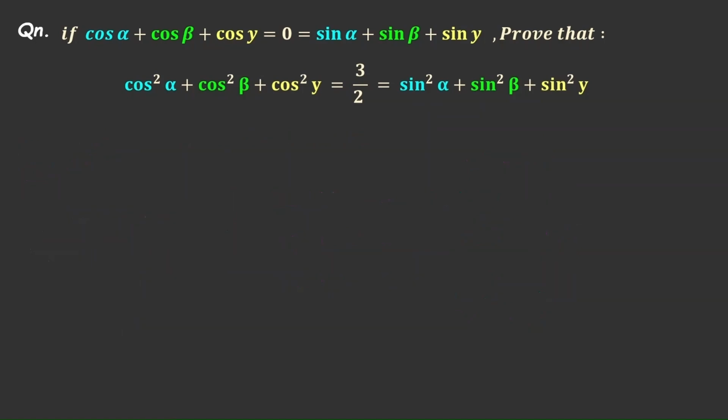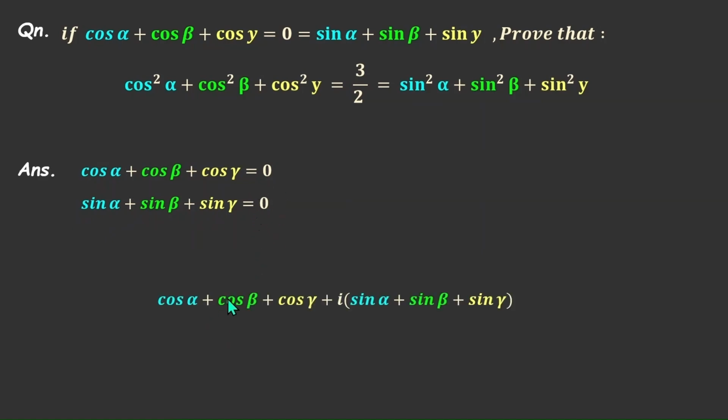So we'll try to prove this. The given information with us is that cos alpha plus cos beta plus cos gamma is equal to 0, and sin alpha plus sin beta plus sin gamma is equal to 0. And if we multiply i on both sides of this equation, it still means that i into sin alpha plus sin beta plus sin gamma is also 0. So when we add them up, what we'll get is cos alpha plus cos beta plus cos gamma plus i of sin alpha plus sin beta plus sin gamma. But since this term is 0 and also this term is 0, then this entire equation should also be 0.